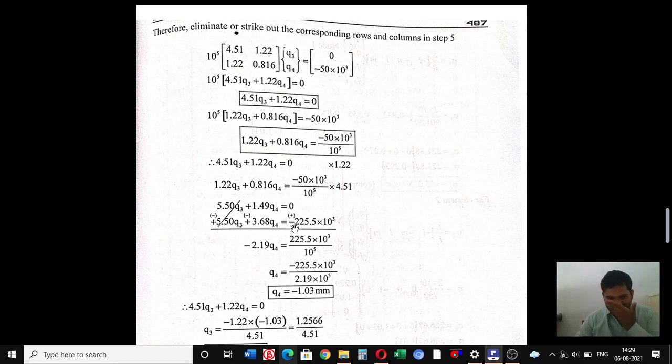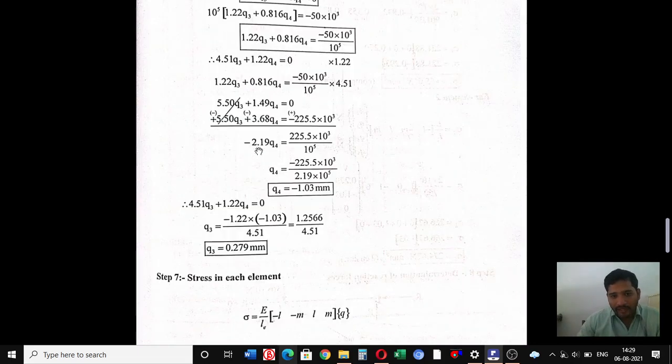How much is that? Minus 225.5 by 10 power of 5. Keep as it is only. Clear, dear? Then after that, if you divide this value, you will get the answer: Q4 equal to minus 1.03 mm. Clear? So we got the value of Q4.